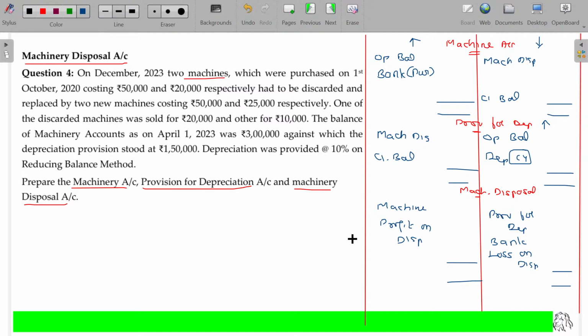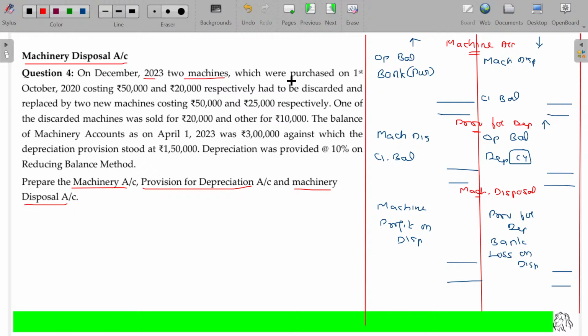I am not reading the illustration. Based on the requirement, I came to know we have to open the machine account, provision for depreciation account, and machine disposal account. The next moment I finish posting, what other things will come there. That's all. Thereafter, just go and post the values. Unless you are able to rewrite the format easily, that sum seems to be a bit tough. Clear? Now we'll post all these values here, one after one.